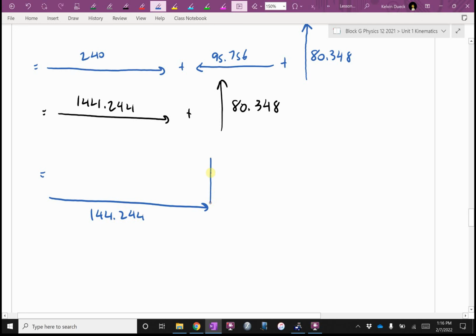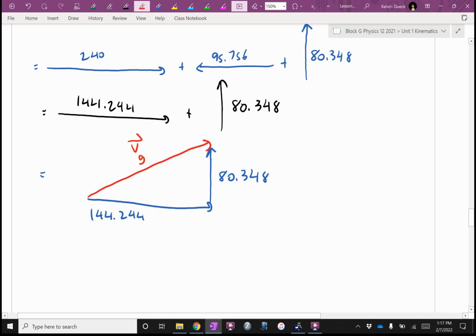144.244, 80.348. Ugh, my scale is a bit yucky. Let's do this. And the resultant is going to be something like that. And that's V ground, I think, if I recall. Theta, color.